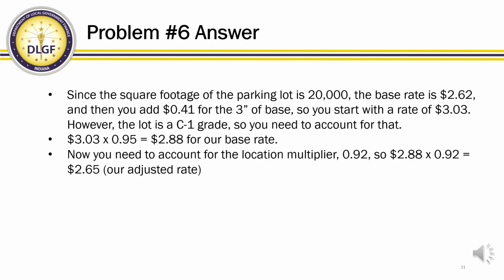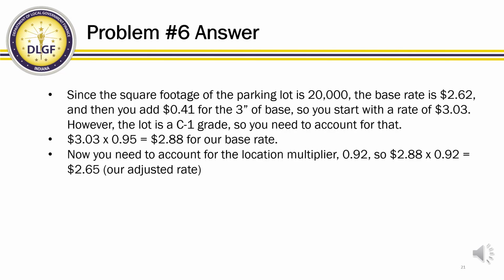So to determine our base rate, the first thing we're going to do is go to Appendix G, Schedule G, and we're going to be in our yard items. We're going to be under paving and asphalt. It told us that it was 20,000 square feet, so we need to look at 20,000 to 50,000. If it happened to be 19,999 square feet, we would look at the line that says under 20,000. However, for this problem, because it is 20,000, we're going to look at 20,000 to 50,000. We're going to find a base rate of $2.62.